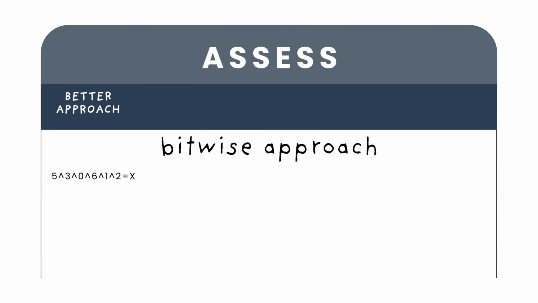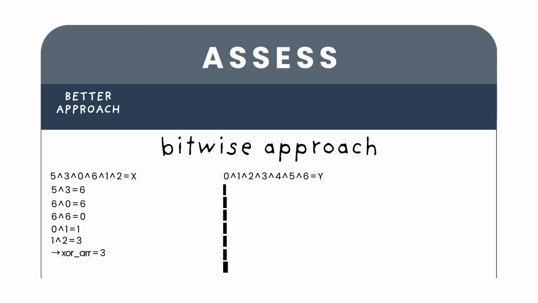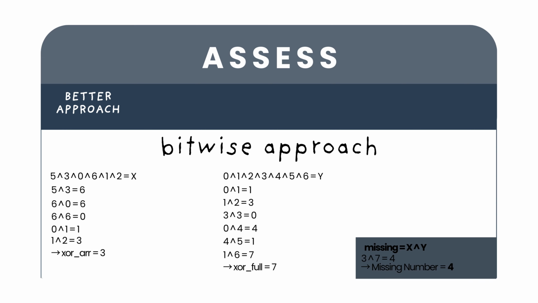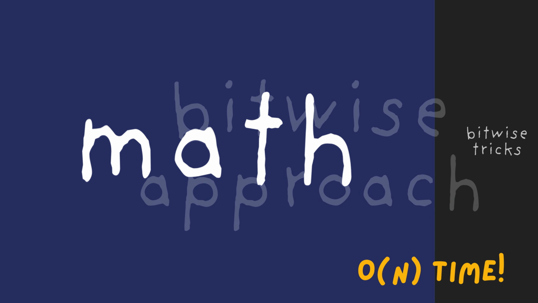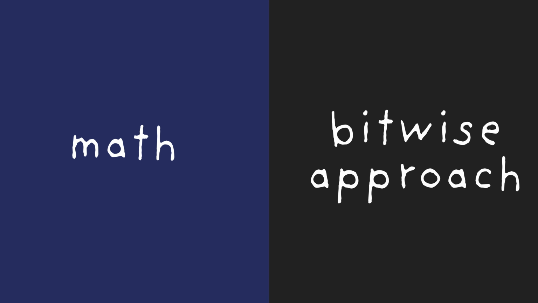Bitwise approach: XOR all numbers in the array, then XOR that with all numbers from 0 to n. Matching numbers cancel each other out. What's left is the missing number. Both ways are O(n) time and O(1) space, perfect for interviews.